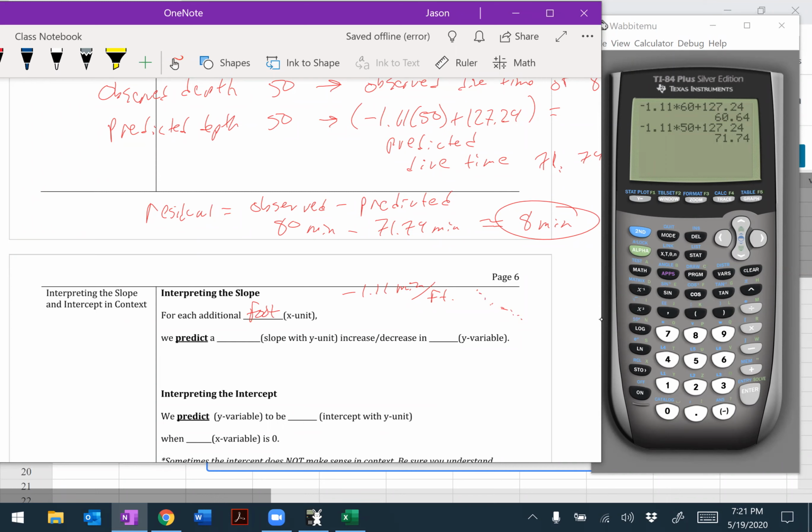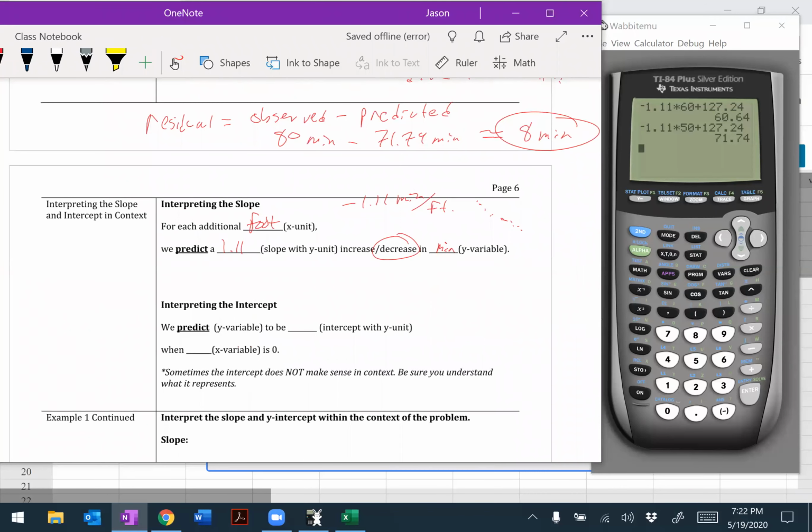For each additional foot, we predict a 1.11 slope with the y unit. So what's the y unit here? A 1.11 decrease in minutes, about 1.1 minutes of decrease.